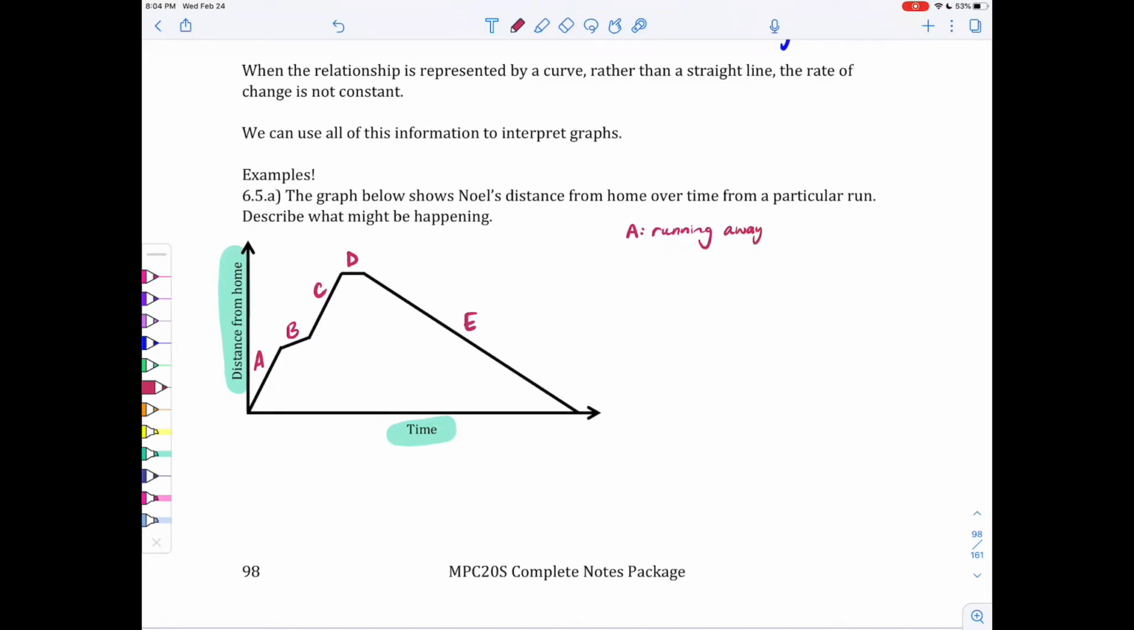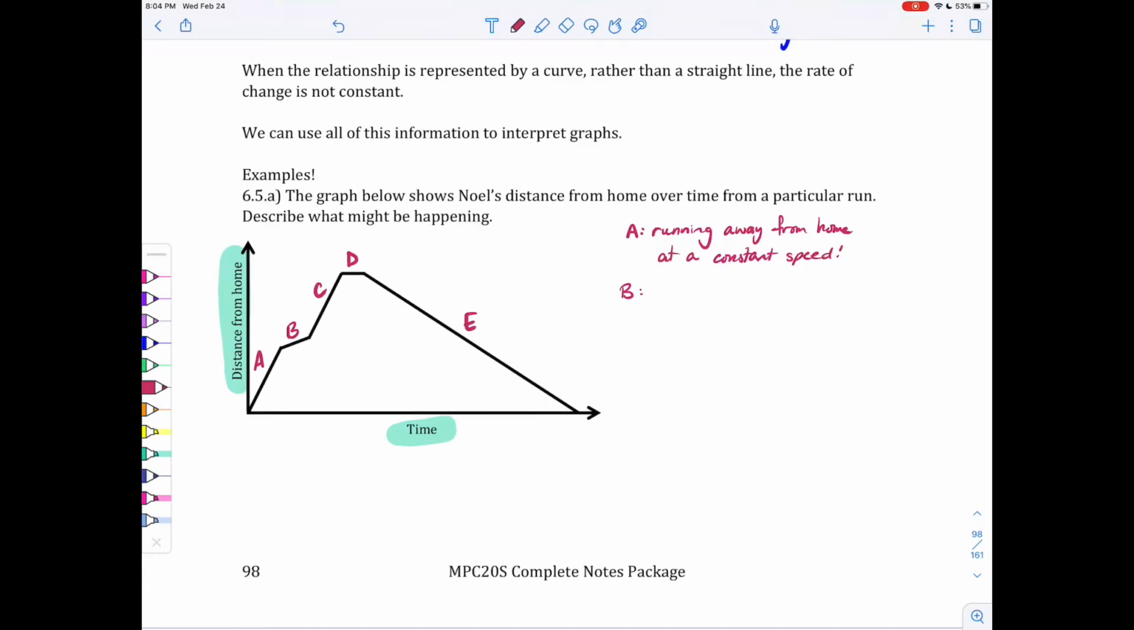Now, as he goes on segment A, he's getting further and further away from home. So he must be running away. Poor little guy's running away from home. But you know what? He's doing it at a constant speed. And we should indicate that so that we know that we're interpreting that graph as is. So we've noted he's going at a constant speed.